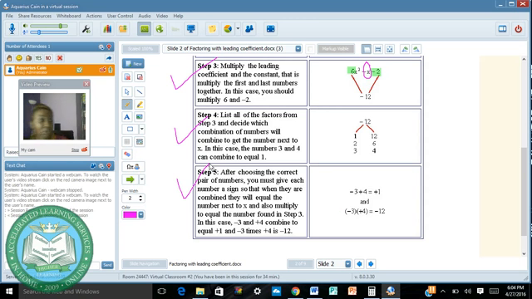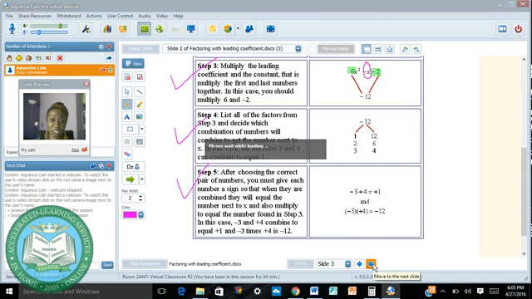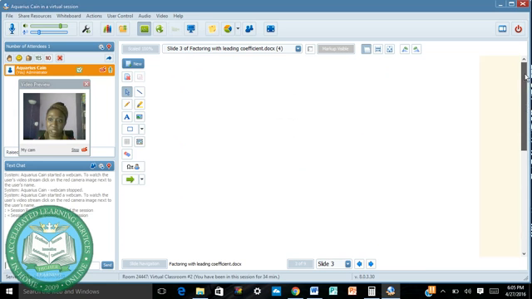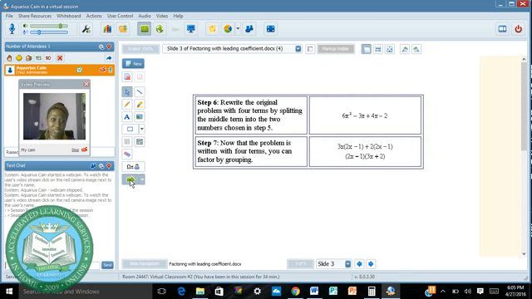See, we're moving through these steps really quickly. It's not that hard for you to do. Now, let's move on to the last 2 steps. We're almost done. Step 6 says rewrite the original problem with 4 terms by splitting the middle term into the 2 numbers chosen in step 5.